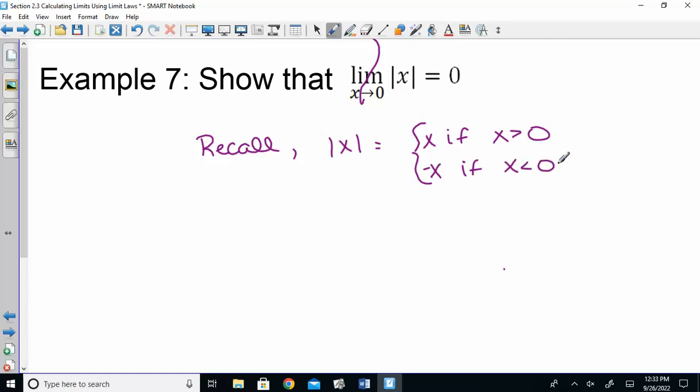Now 0 could really fit with either of these, couldn't it? If you put in 0, you get out 0, and 0 is the same as the opposite of 0. So technically I could put an equal to on either one of these. I'm not going to put it on there right now because with a limit, we don't care what happens at 0, we care as we approach it. So really this is all we need. So we're going to do the limit as x approaches 0 of this piecewise function.